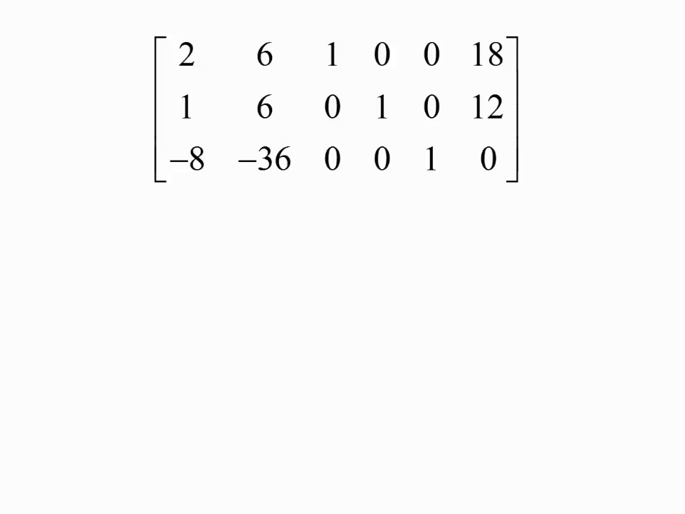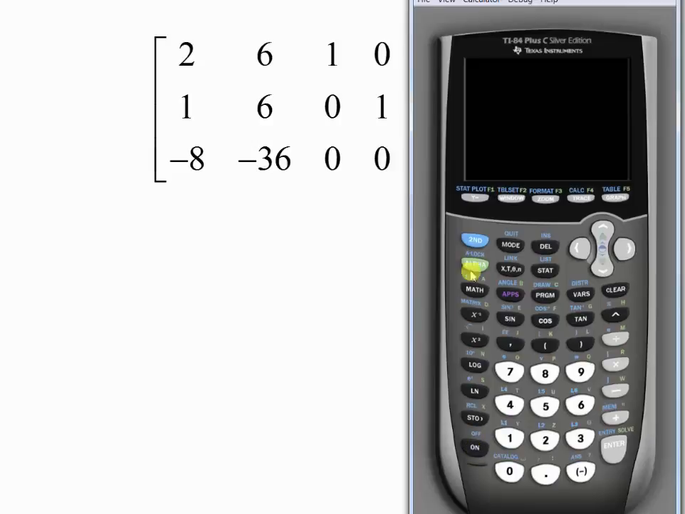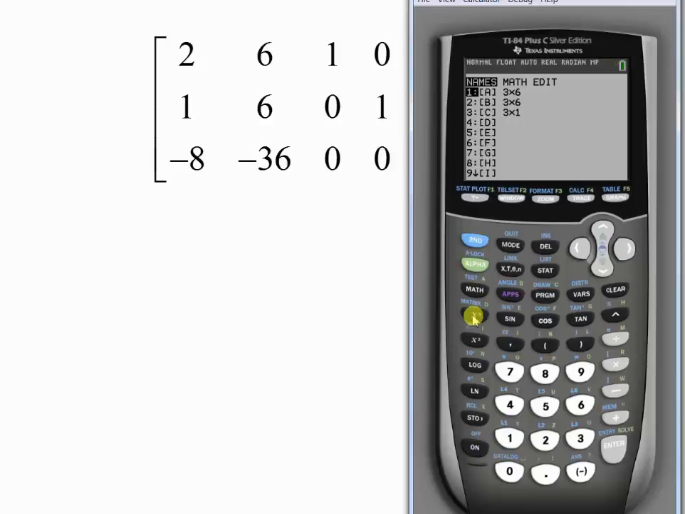So we will take out our calculator. We will go to our second matrix, edit, matrix A, 3 by 6, and type in our numbers. Second, quit. From the home screen, we program Simplex and enter. We already typed in our matrix, so we're okay.